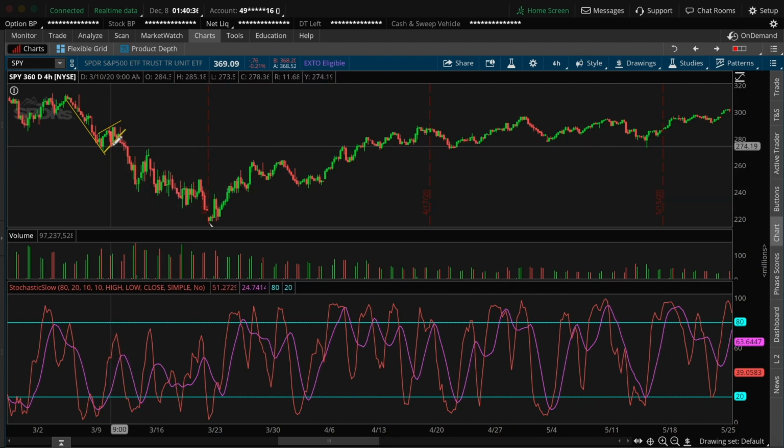Now, in regards to the breakdown, I'm looking for the 4th touch. So 1, 2, 3, 4 touches generally breaks down. As well, you can use your stochastic slow indicator to confirm momentum to the downside, with this darker line crossing below the lighter line, showing an indication of downwards momentum.